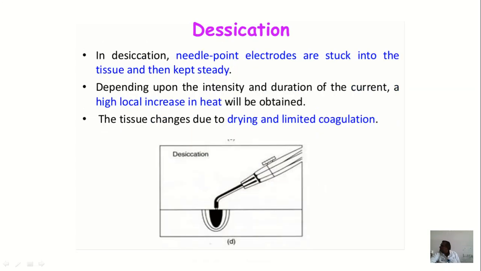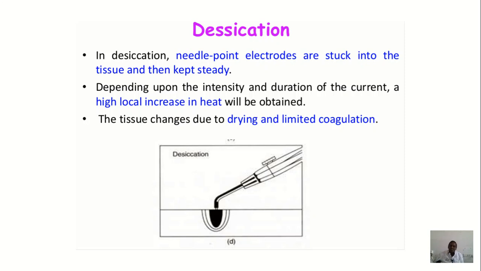Next one is desiccation. Desiccation is another technique. In desiccation, a needle point electrode is stuck into the tissue and kept steadily for some time. High frequency current is applied continuously within the tissue. So the needle goes inside the tissue.